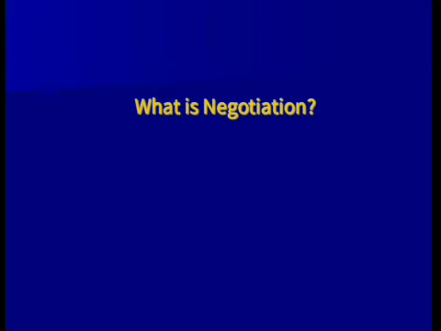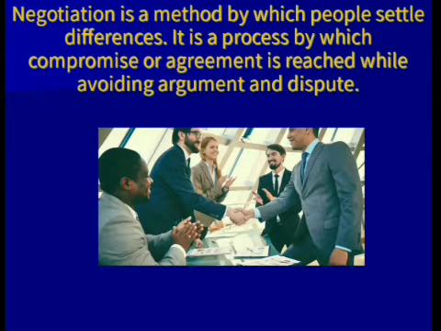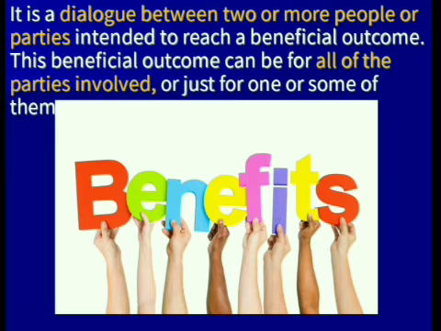In order to avoid conflict situations, sometimes we have to use negotiations. It is a method by which people settle differences. It's a process by which compromise or agreement is reached while avoiding argument and dispute. This is called negotiations. It is a dialogue between two or more people or parties intended to reach a beneficial outcome. Beneficial outcome for all parties.